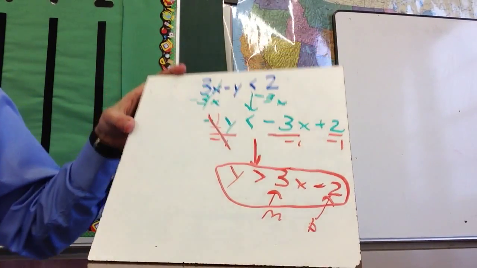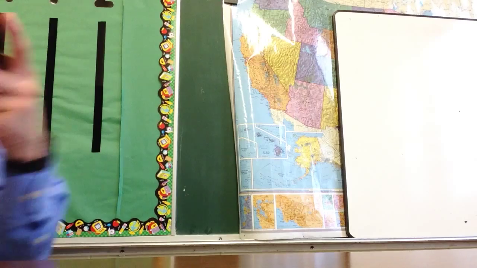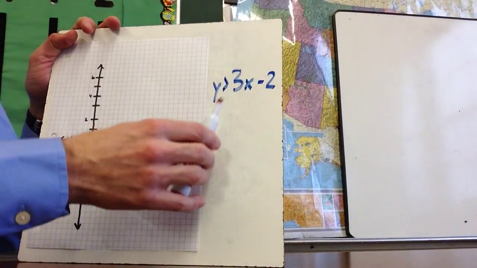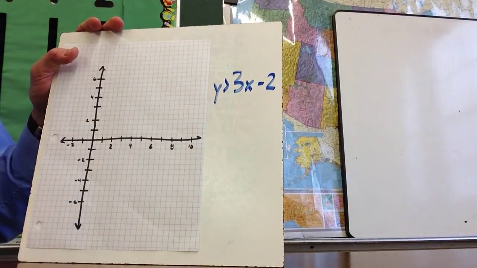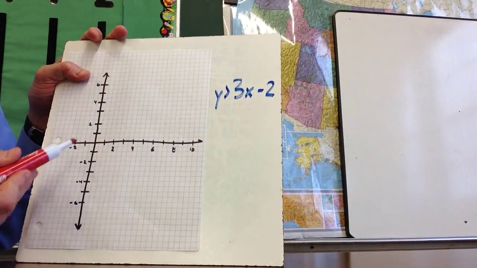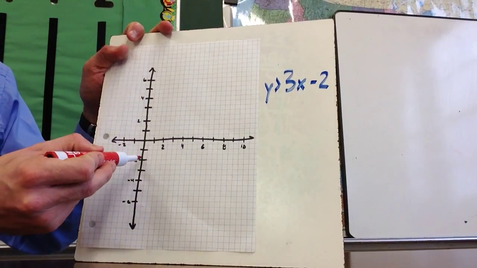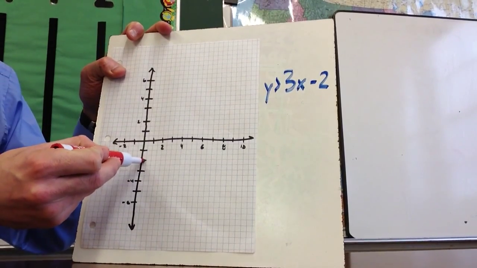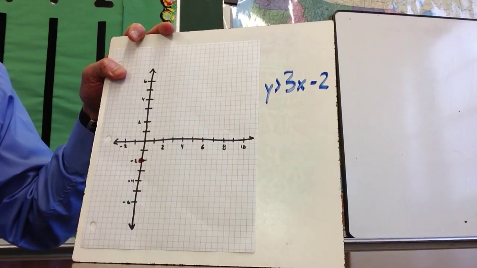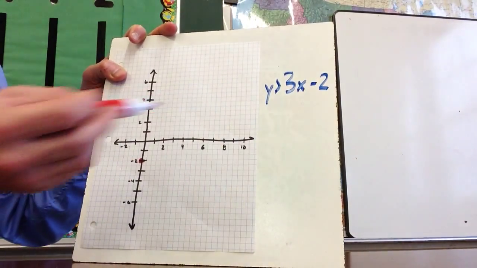All right, now we're going to take this onto graph paper. So again, here is the inequality that I'm going to graph. Remember that this is my b, which means I can come down to negative 2. Sorry, kind of off the screen. Come down to negative 2. I can put my first point there. That's my y-intercept. Then I'm going to use my slope, which is 3 over 1.